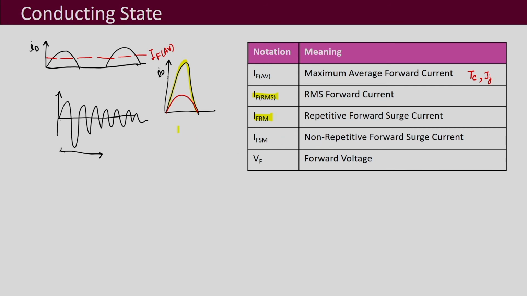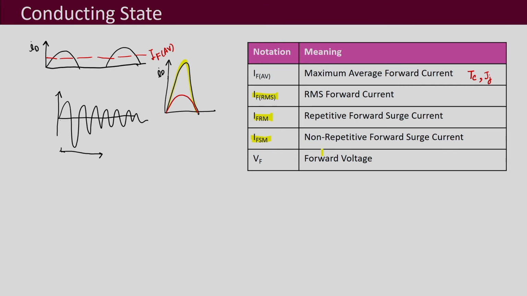Then there may be a situation where there is a fault, let us say if a short is happening. At that time the duration may be much less than the duration of this repetitive surge current. So for a very small time the diode may be able to withstand even currents higher than this IFRM. That is denoted by IFSM, the non-repetitive forward surge current. After withstanding this, it is expected that the system will shut off or disconnect from the supply. So these are for a much shorter duration, your non-repetitive forward surge current.